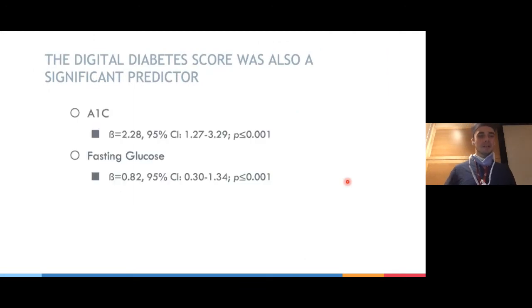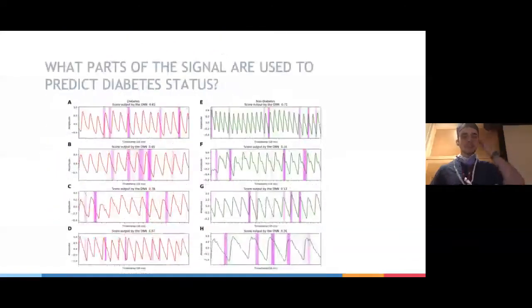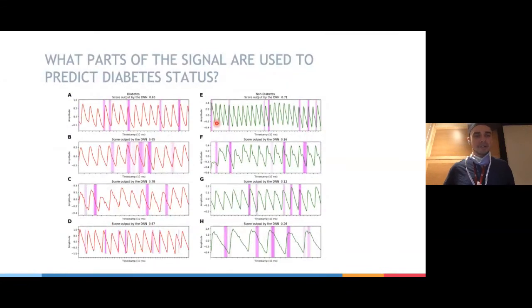Also, what's interesting is that because we had blood work in some of our patients, we looked at whether the digital diabetes score was a predictor of HbA1c and fasting glucose. And we were surprised to find that this was also a significant predictor of A1c and fasting glucose, meaning you could potentially estimate blood values using a digital diabetes biomarker. We also looked at parts of the signal highlighted here in pink that were used to predict diabetes status.